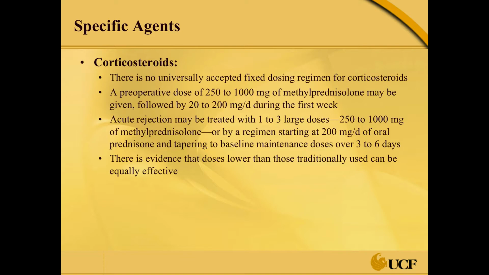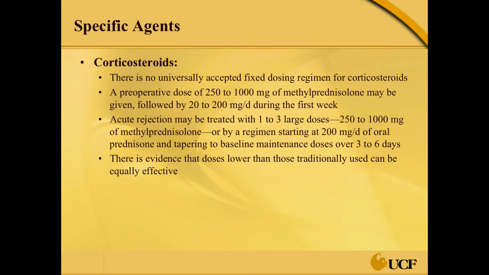There's really no universally accepted dosing regimen for corticosteroids in the post-op period. Usually what you see is what we already talked about in the first lecture of this unit, but a preoperative dose of 250 to 1,000 milligrams of methylprednisolone may be given, followed by 20 to 200 milligrams a day during the first week. Acute rejection can then be treated with 1 to 3 large bolus type doses of 250 to 1,000 milligrams of methylprednisolone, or by a regimen starting at 200 milligrams a day of oral prednisone, which is then tapered to a baseline maintenance dose over 3 to 6 days.